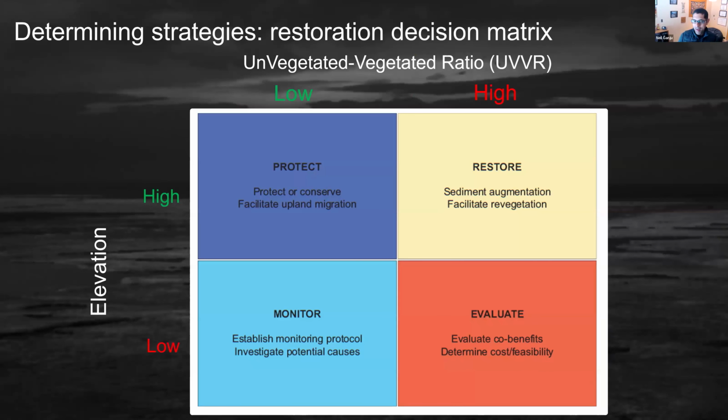Now, again, that map is useful, but what's more useful is mapping decisions onto the landscape. So this is a decision matrix that we published in that Chesapeake Bay paper. It has since been called the PRIME framework by folks in New Jersey, and I think that's great.